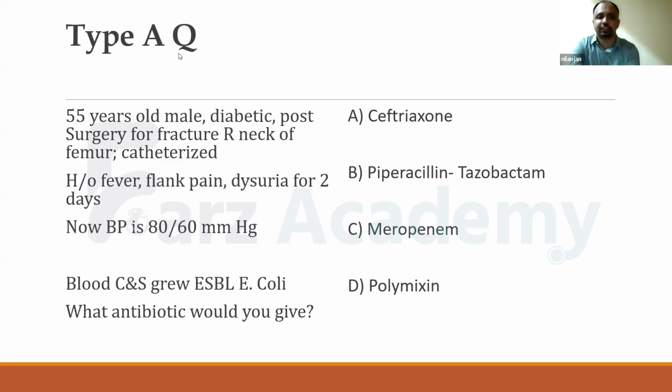But what is the definition of ESBL? It is an extended spectrum beta lactamase, right? So what about piperacillin tazobactam? It's a BL-BLI, a beta lactam and beta lactamase inhibitor combination, right? So, don't you think that ESBL organisms we can tackle using piperacillin tazobactam, because we have a beta lactamase inhibitor component which can neutralize the beta lactamase?